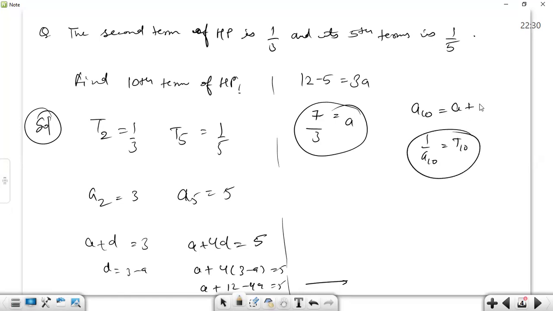So for that, this is A plus 9D. We have the value of A. Now D is 3 minus A, 3 minus 7 by 3. Let's revise whether we are making any mistake or not.